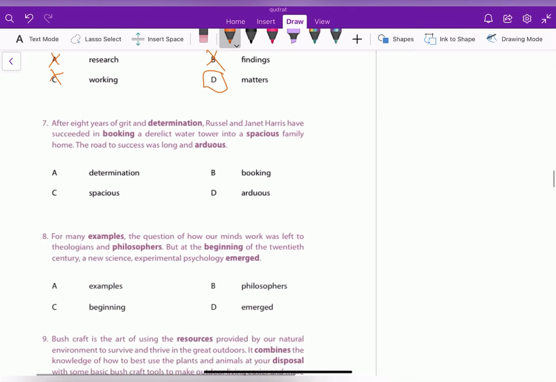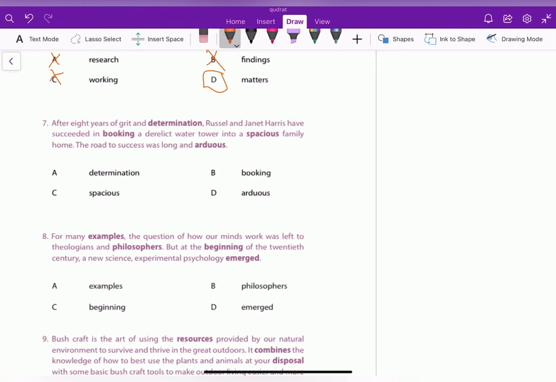Okay, now let's move on to question number 7. Question number 7 says, after 8 years of grit and determination, Russell and Janet Harris have succeeded in booking a derelict water tower into a spacious family home. The road to success was long and arduous. Okay, so here we're supposed to identify the contextual error.